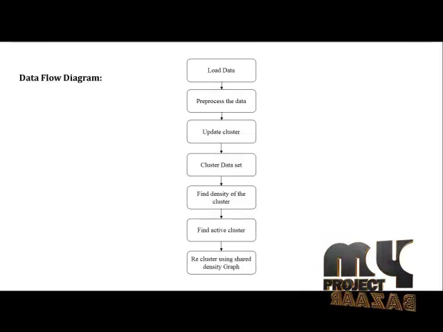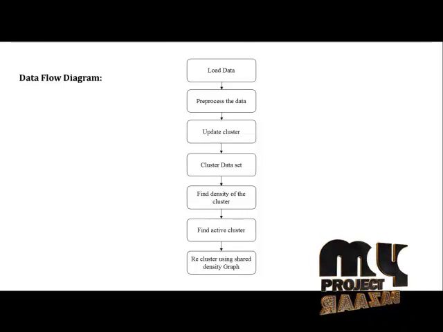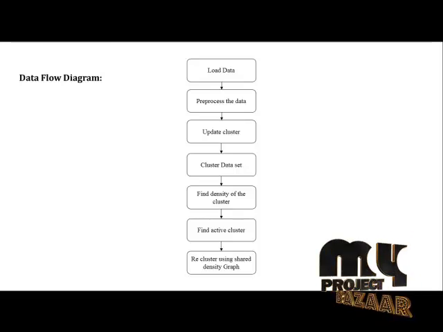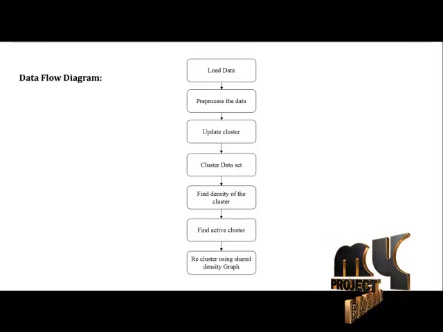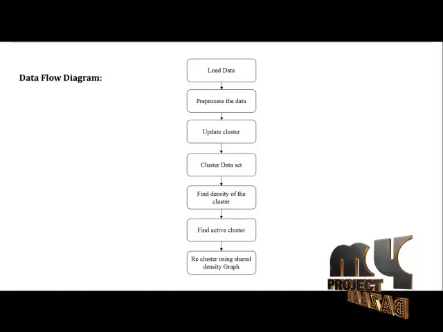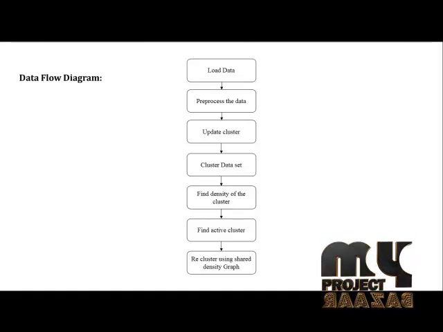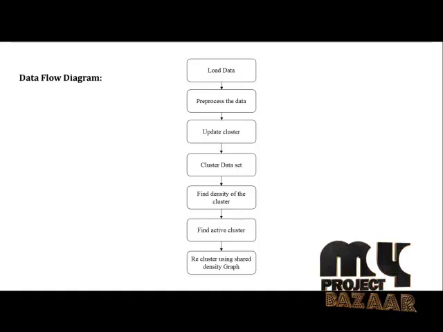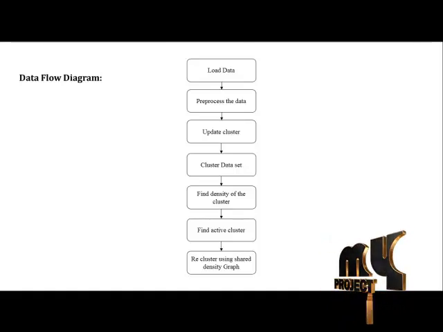This is a data flow diagram of our project. First we have to load the data set into the database. Any data set, with any number of rows and columns, we have to insert into the table, and we have to pre-process it. Then in the pre-process module, we have to remove the unnecessary data in the database.